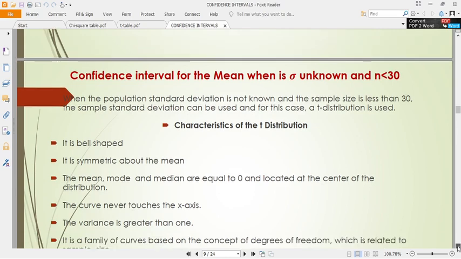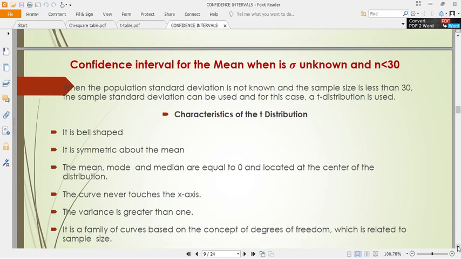So now the first scenario, we were working at confidence interval for the mean when standard deviation is known and n was greater or equal to 30. But now we want to look at a scenario where the standard deviation might be unknown, that is the population standard deviation, and when n is less than 30. So always look at the sample size. When it is 30 and above, use the previous formula that has z alpha over 2.